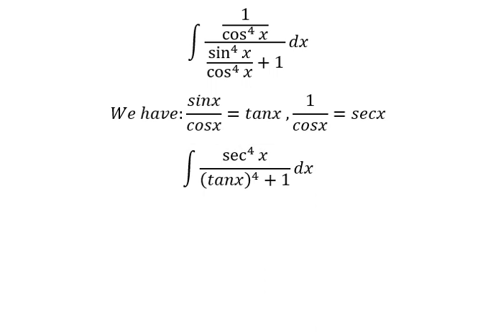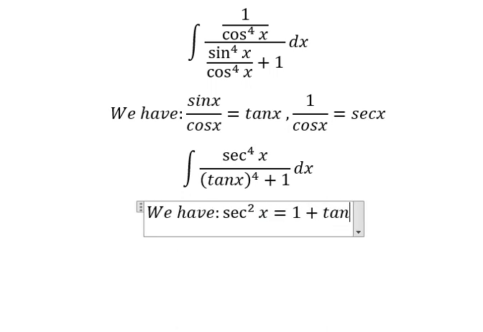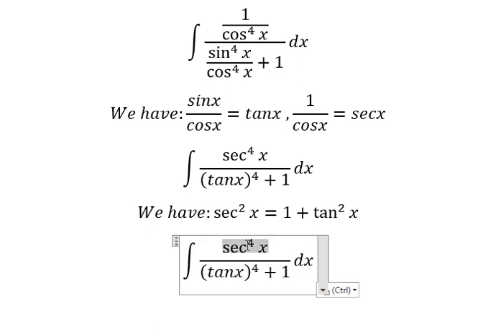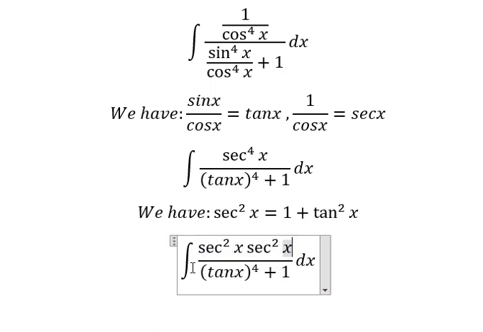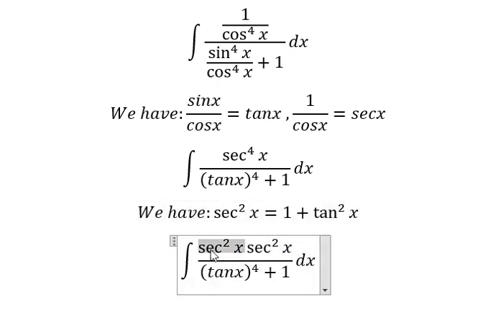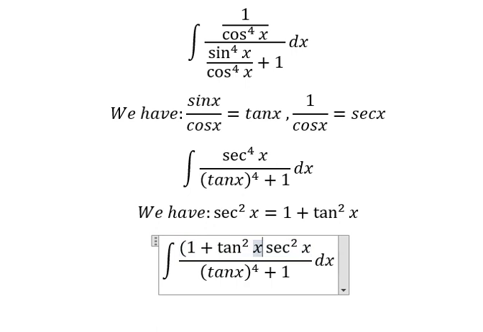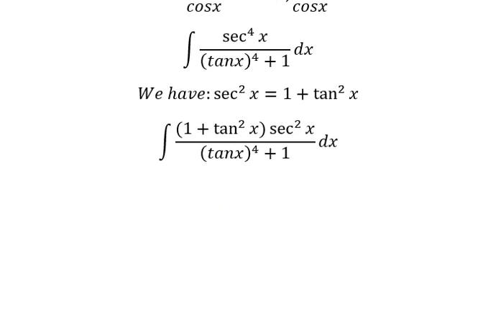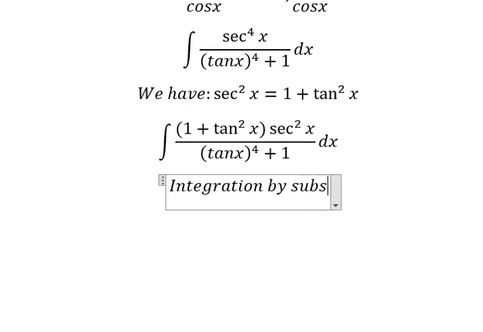Next we have the next one. So we put secant squared x multiplied by secant squared x. Next we can use integration by substitution.